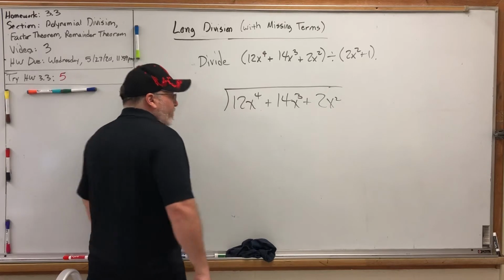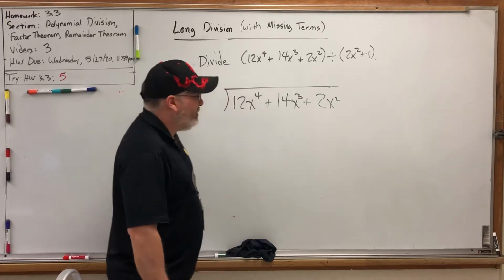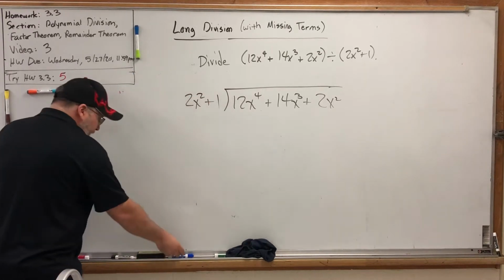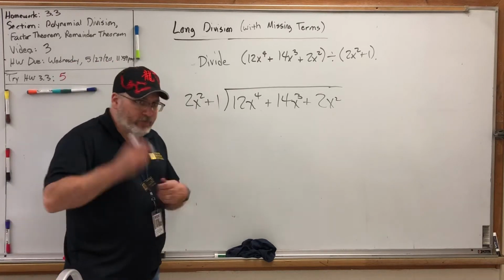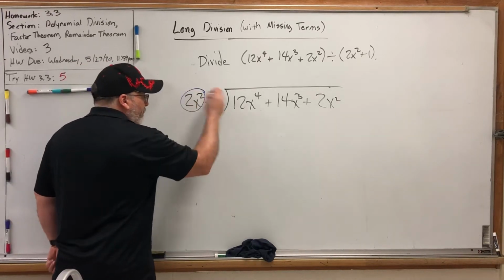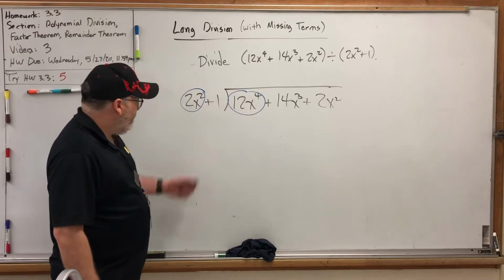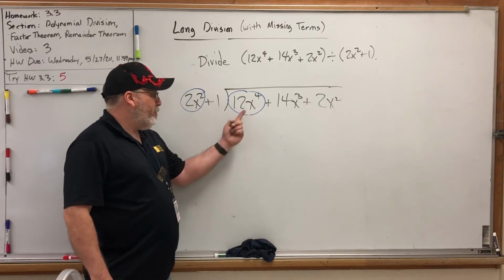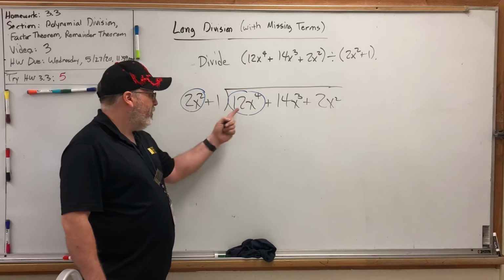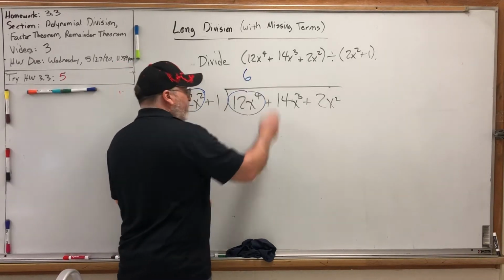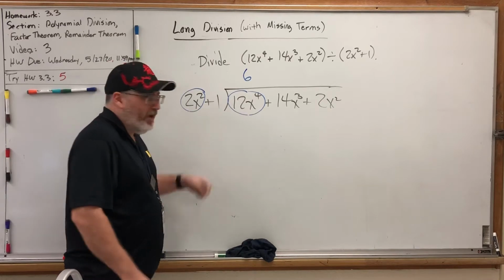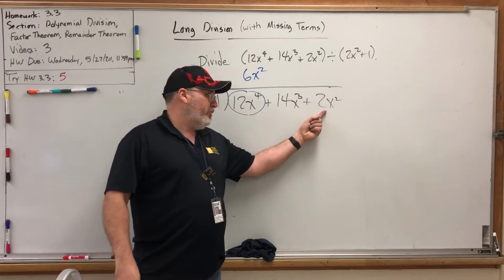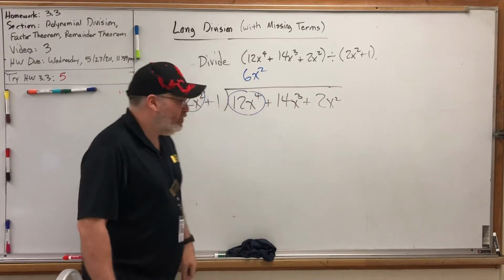So our dividend is 12x to the 4th plus 14x to the 3rd plus 2x to the 2nd, and our divisor is 2x to the 2nd plus 1. If you try to jump into a long division problem with missing terms, watch what happens. How many times does 2x squared go into 12x to the 4th? Well, let's just think about it. 12 divided by 2 is 6. X to the 4th divided by x squared, I would subtract the powers and get x squared. I know I didn't put the 6x squared over the squared term, but the truth is it doesn't matter where you write the terms in the quotient.